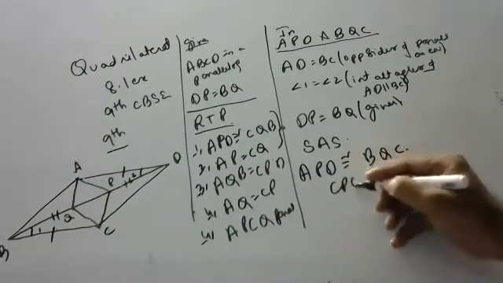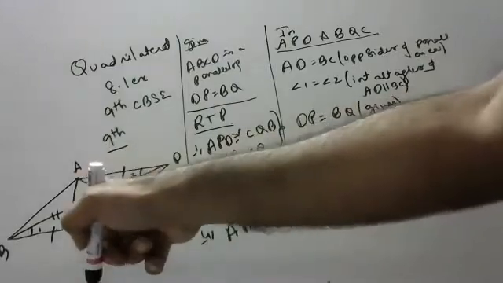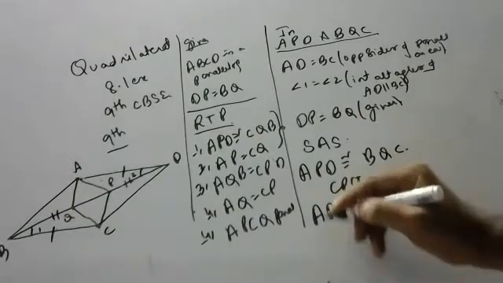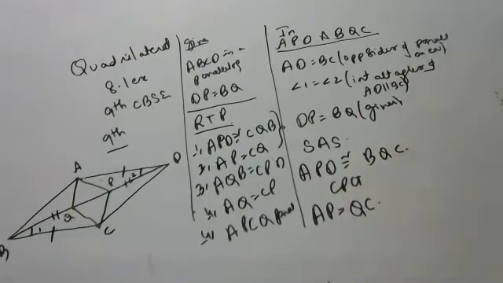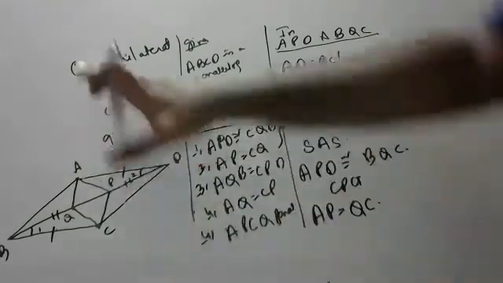By CPCT, if these two triangles are congruent, what can we say? AP is equal to QC. All corresponding sides are equal, all angles are equal. That's all, children. If you understood this, next time also same. I hope everyone understood this. Those who did not understand, then I will do the other two also.